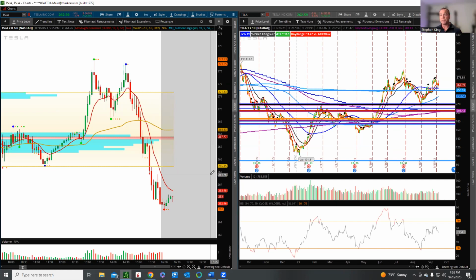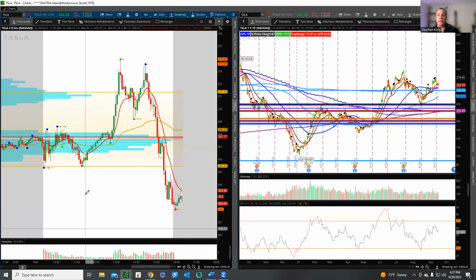Again, multi-time frame analysis. I'm using those higher time frames to confirm the move. Is it ready to make that move? So let's take a look at Tesla. It comes down, and there are a couple of opportunities here. Here's a perfect double bottom. Tesla comes up, comes back down, double bottom. It's a perfect double bottom.